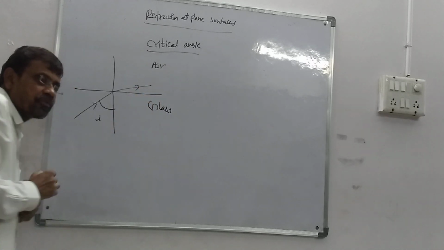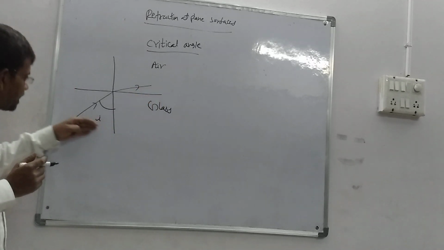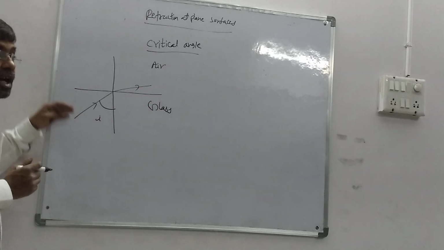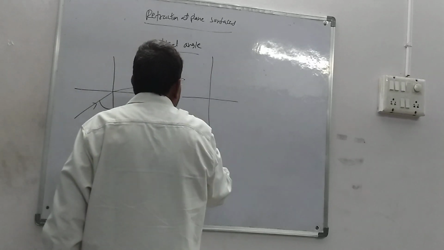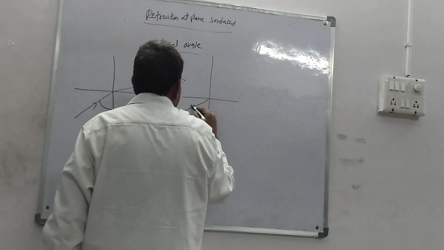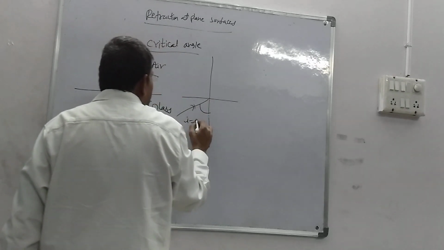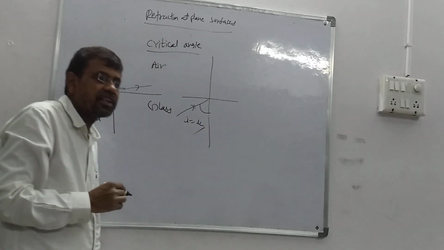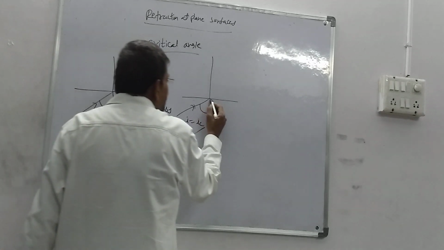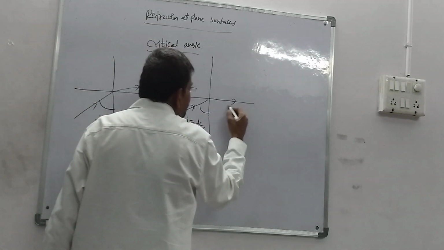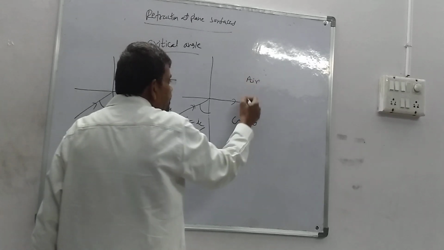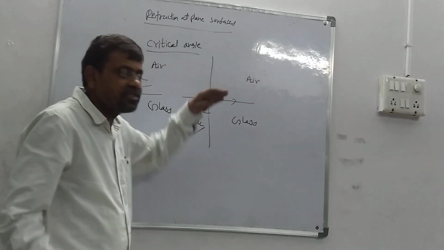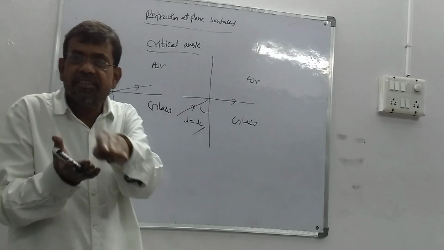This is happening. Now what am I doing? I am increasing the angle of incidence. At a particular angle of incidence, what happens? At a particular angle of incidence, that is called critical angle. C means critical angle. What happens? The refracted ray grazes the inner surface. What is this? Glass. What is this? Air. This is the inner surface. Grazing means traveling tangentially.